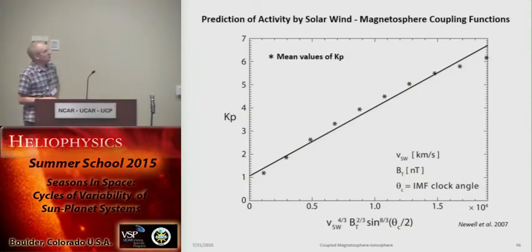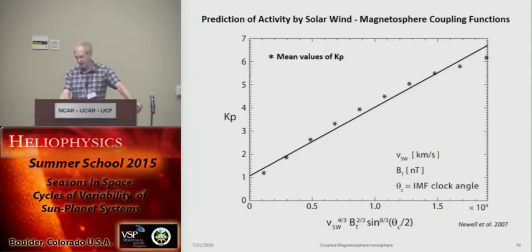And so this is one that has recently been developed by Pat Newell. He takes the solar wind velocity, dominantly the X component, to the 4/3 power, the total magnetic field strength in the solar wind, and the IMF clock angle, theta C. So theta C is the angle of the magnetic field. Northward would be zero, southward would be 180 in the plane perpendicular to the flow velocity. And you can see that if you're trying to predict Kp, at least if you're not trying to predict Kp at extremely large values, it actually does a pretty good job.